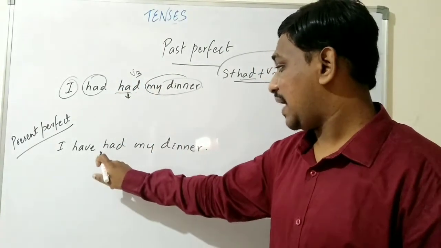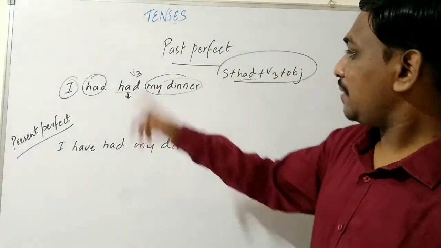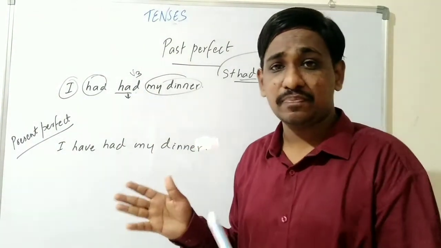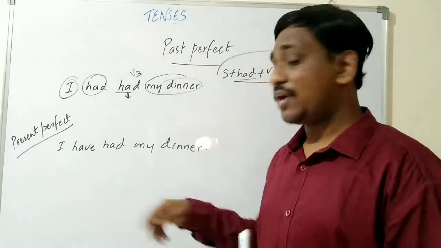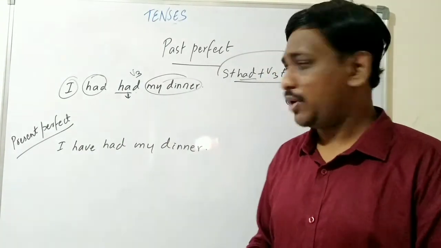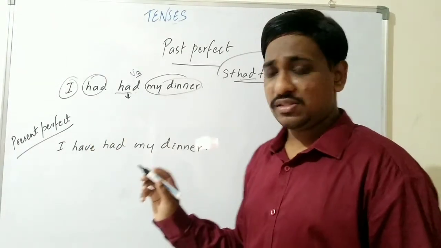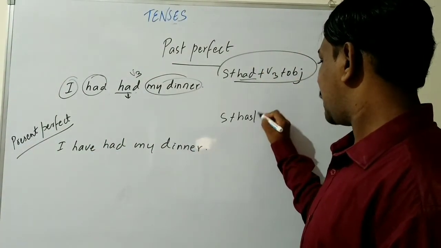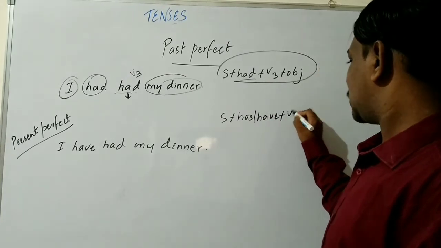See one more sentence. I have had my dinner. Okay, we are convinced that I had my dinner is correct. Then how come I have had my dinner is correct? Another question. Apply the same formula. So in the present perfect tense, what is the formation? Subject plus has or have plus V3 plus object.